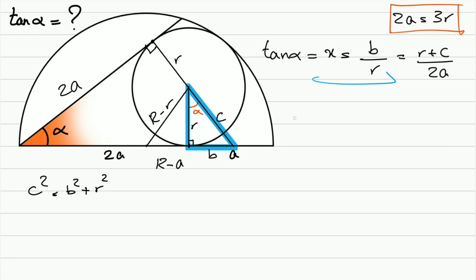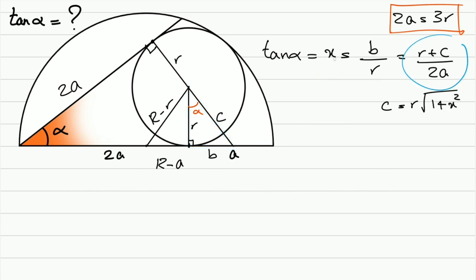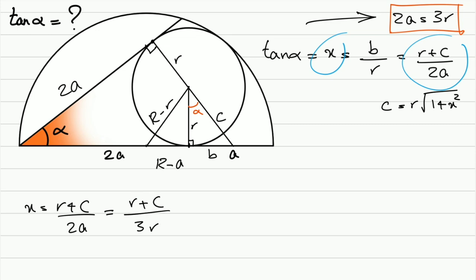c squared is equal to b squared plus r squared. And from here, we know that b is x times r. So this is x squared times r squared plus r squared. Let's factor r squared. We have 1 plus x squared. We square root both sides. c is equal to r times the square root of 1 plus x squared. Now let's work with this one. x is r plus c over 2 times a. Let's replace 2 times a with 3 times r. And now we can replace c with r times the square root of 1 plus x squared.